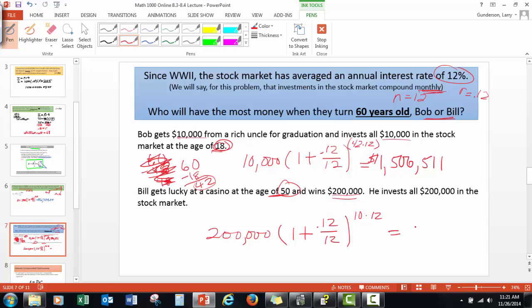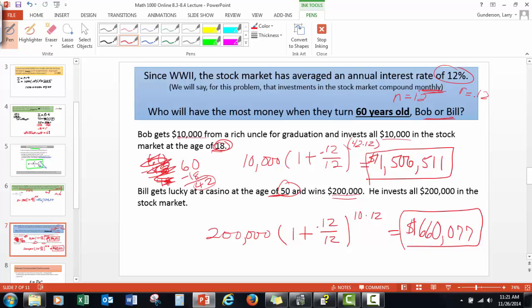So even though he invested way more money, he invested $200,000, because he only had it in there for 10 years, his investment is not worth nearly as much, $660,077. Okay, so there's two more examples of compound interest.